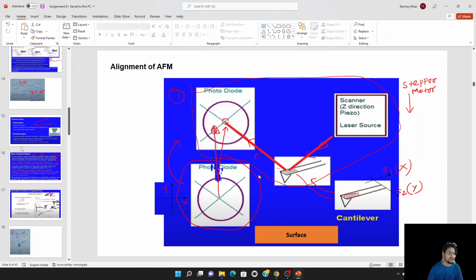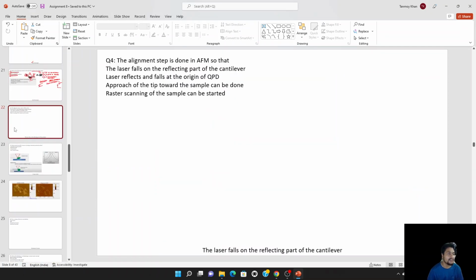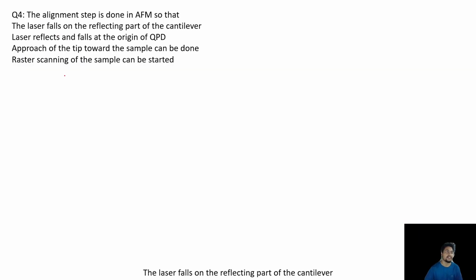So what is the question now? You know the alignment; I told you about it. The alignment step is done in AFM so that the laser falls on the reflecting part of the cantilever. Obviously, that is the case. The alignment step is mainly about the reflecting part of the cantilever. So this is the reflecting part.